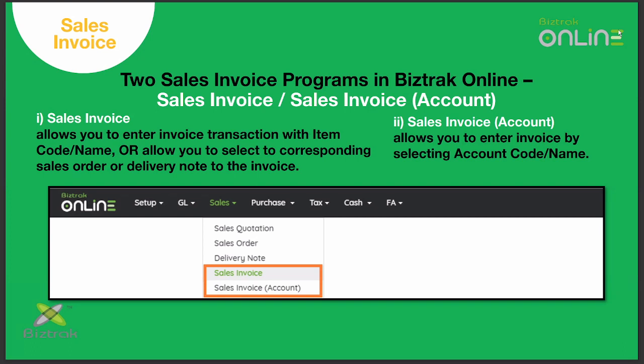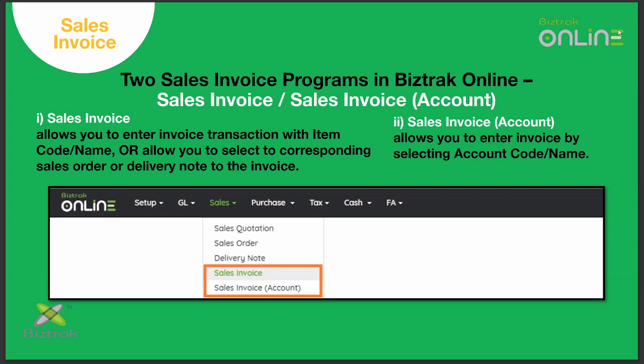Okay, so the sales invoice will allow you to enter the invoice transaction with item code or name, or allow you to select the corresponding sales order or delivery note to the invoice. This sales invoice you key in when it relates to your inventory item. You can use this program.